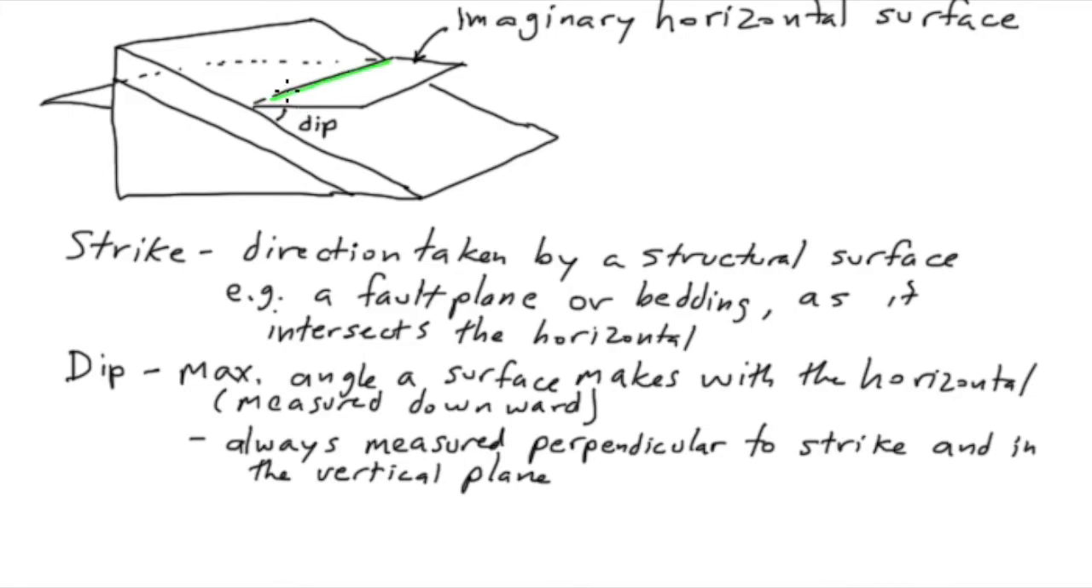So you can see that here. This is a 90-degree angle between the strike direction and the dip direction. I'll just use a blue here. On the bedding plane, we could draw that 90-degree angle.